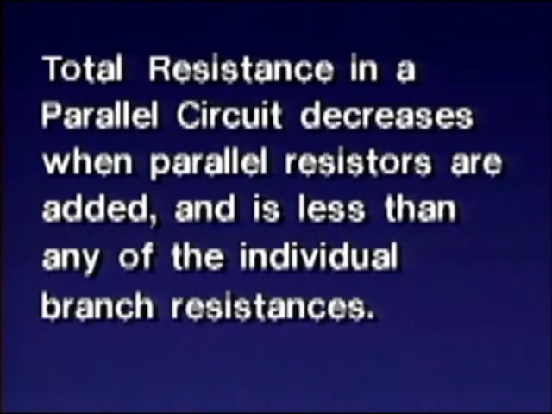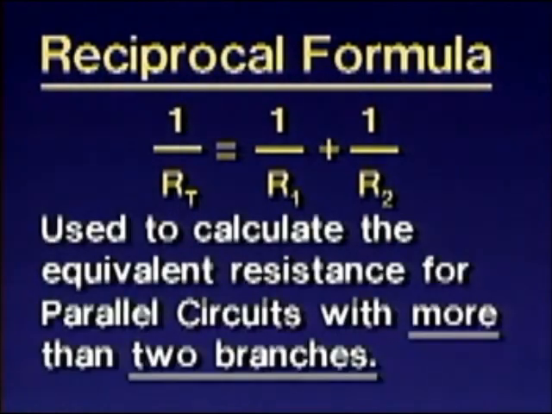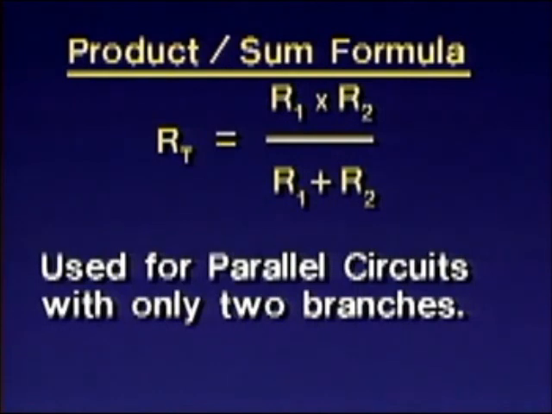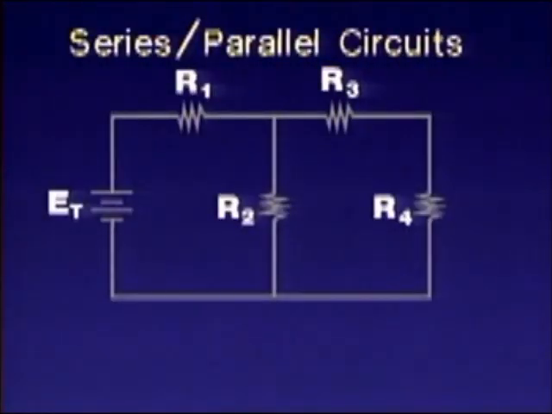Number 3. Total resistance in a parallel circuit decreases when parallel resistors are added, and is less than any of the individual branch resistances. The reciprocal formula is used to calculate the equivalent resistance for parallel circuits with more than 2 branches, while the product divided by the sum formula is used for parallel circuits with only 2 branches. In the next program, you'll be introduced to series parallel circuits. You'll see how to apply everything you've been shown to first simplify a series parallel circuit and then solve for all unknown values for that circuit.